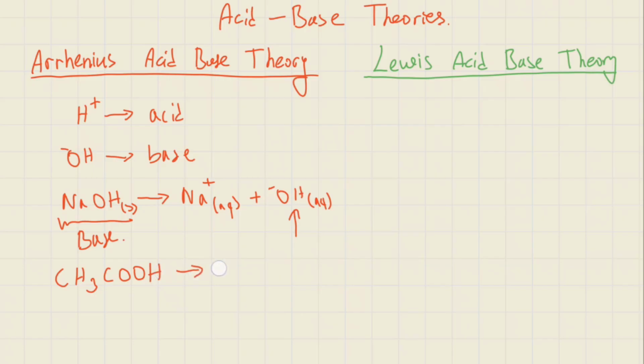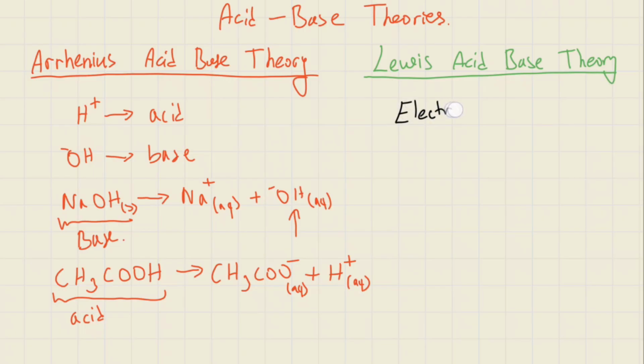So again, if we put that chemical in water, it ionizes and it produces a proton in water, so that this chemical is an acid. And Lewis acid-base theory is a little bit more complicated, I think. So electron donors are called bases, and electron acceptors are acids.